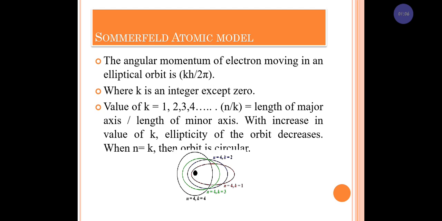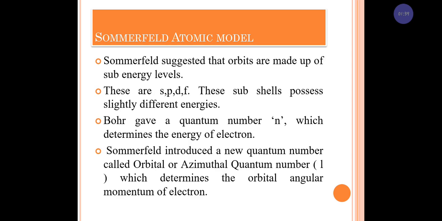The angular momentum of an electron moving in an elliptical orbit is kh divided by 2π, where k is an integer, so we can take the values 1, 2, 3, 4, etc. n by k, that is, n is the length of the major axis and k is the length of the minor axis. With the increase in the value of k, the ellipticity of the orbit decreases. When n equals k, the orbit is a circular orbit. That is what is shown in this figure.